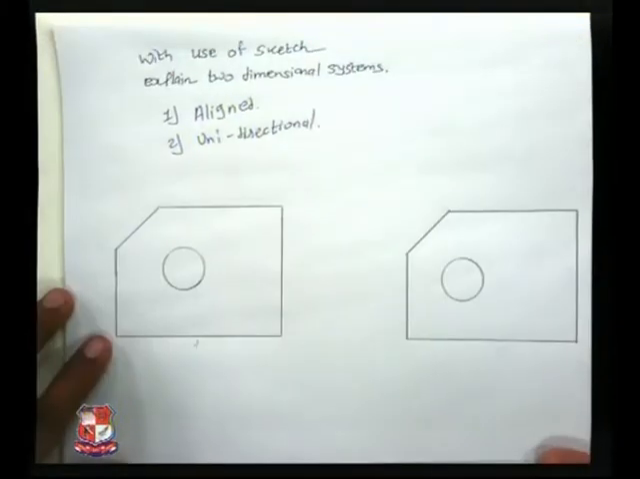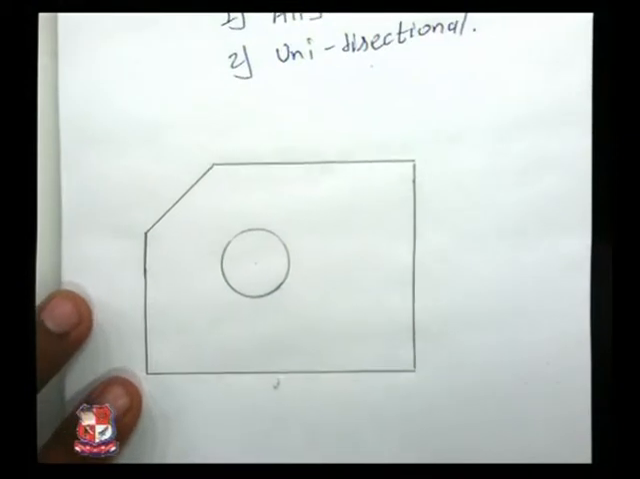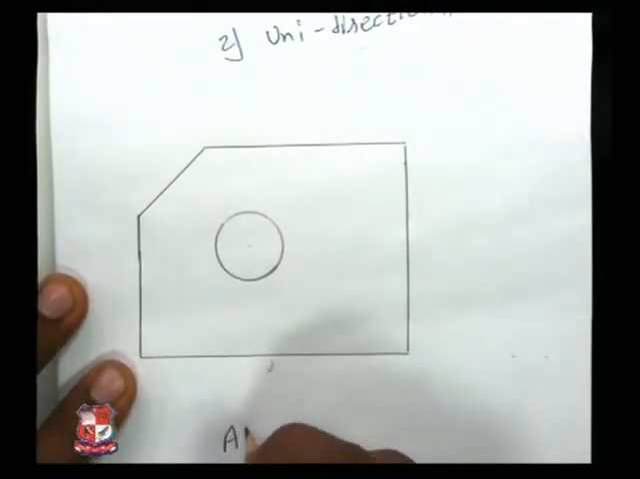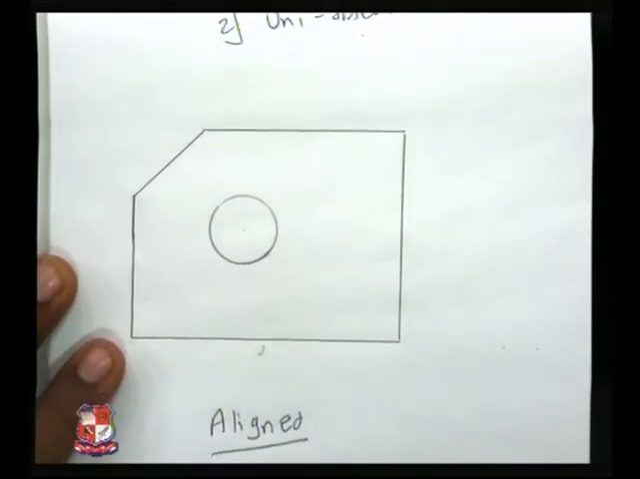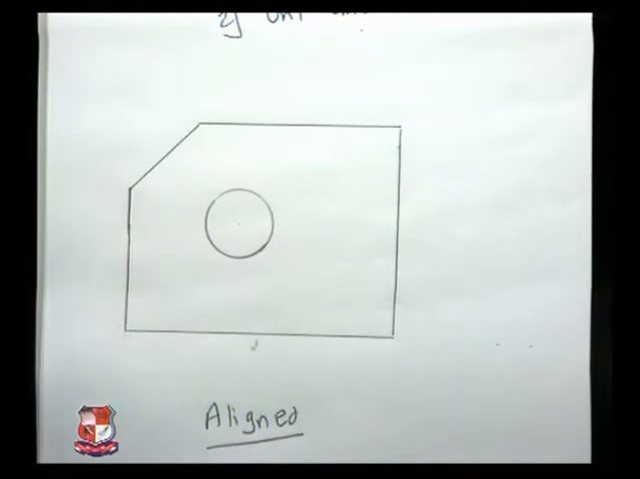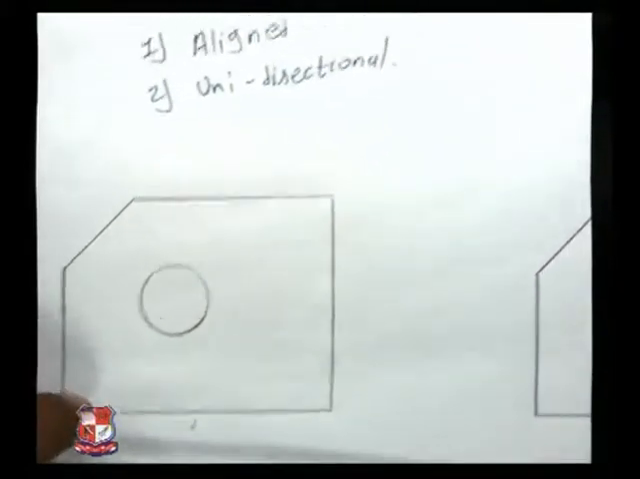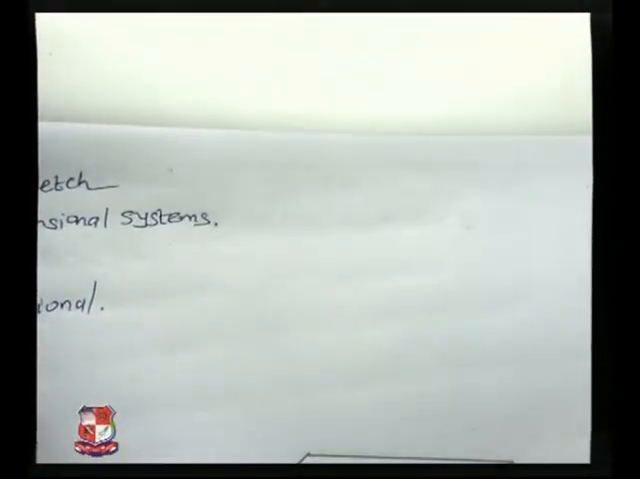First of all, we'll focus on the align method. Before proceeding with the align method, let's have a look at how a dimension works.